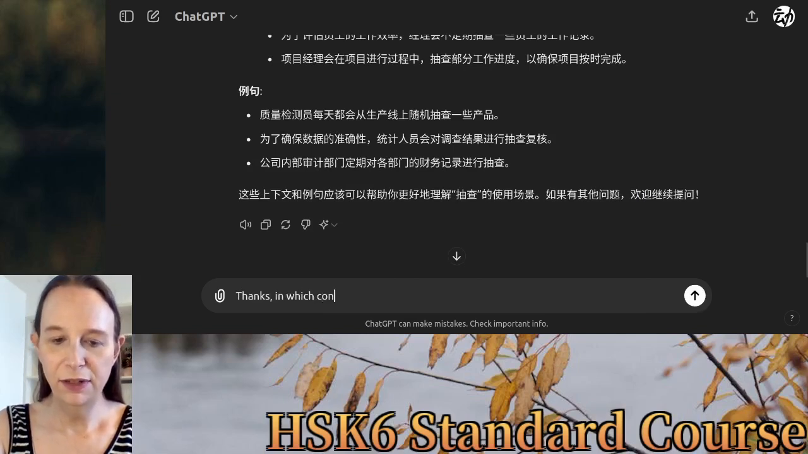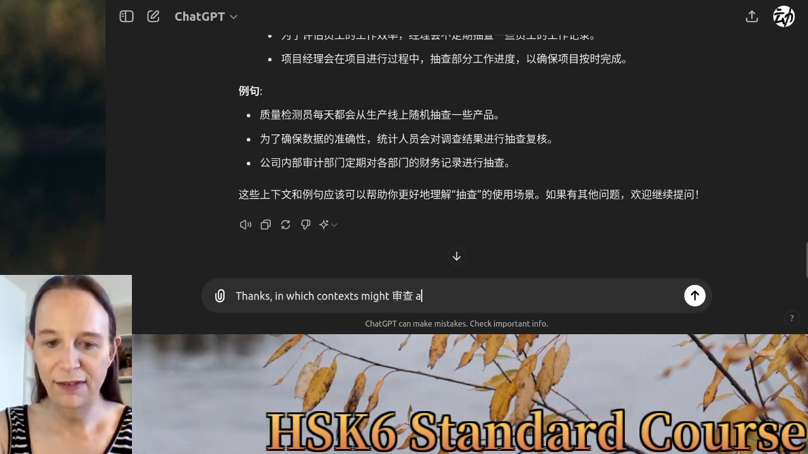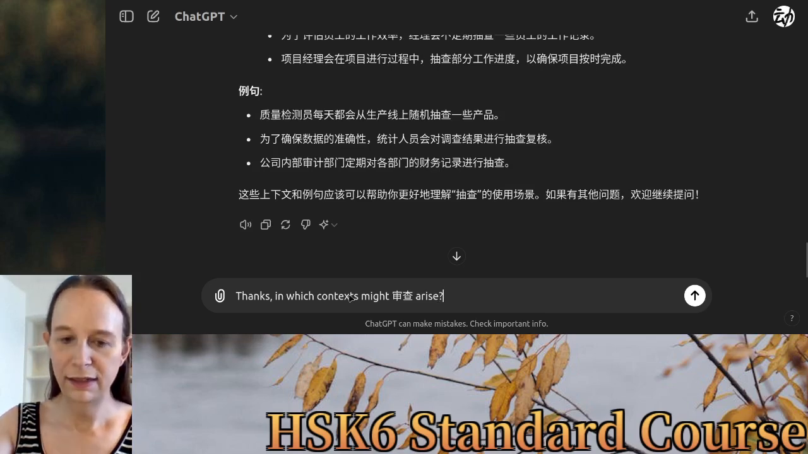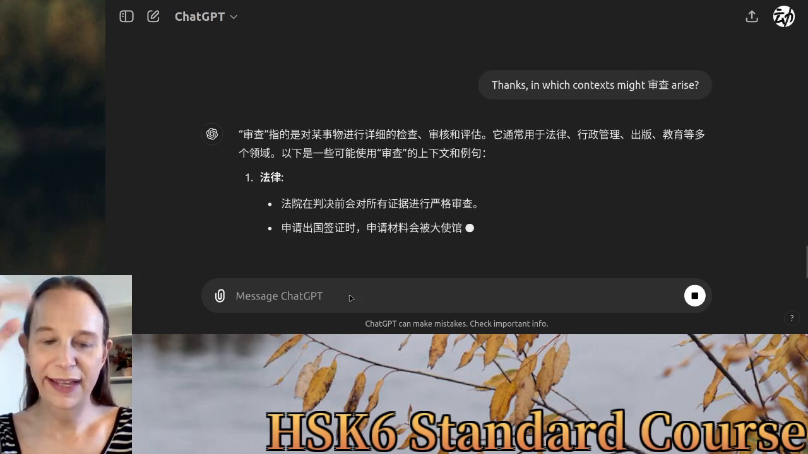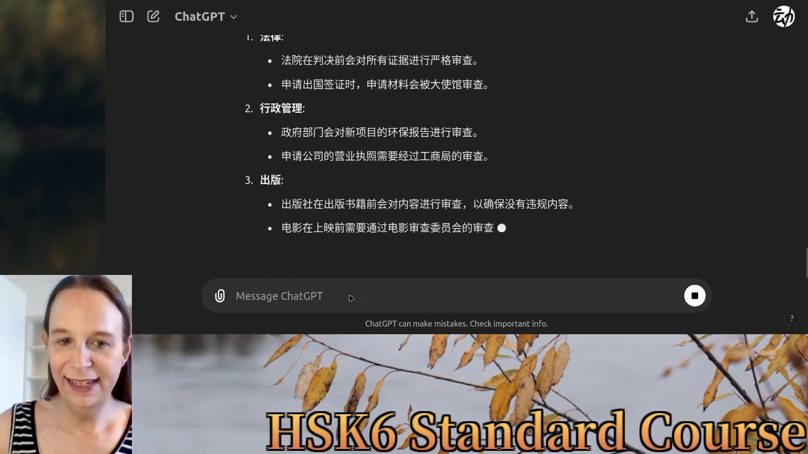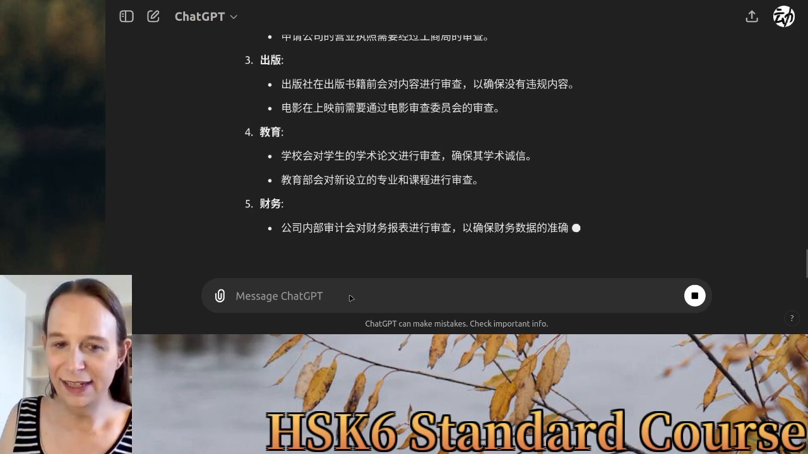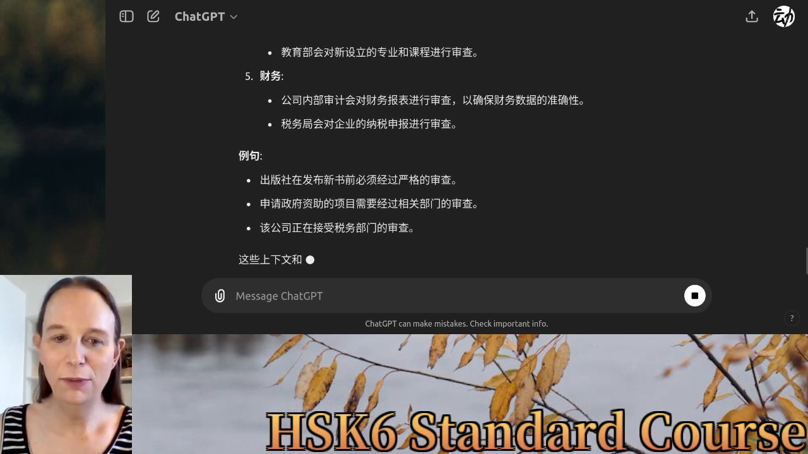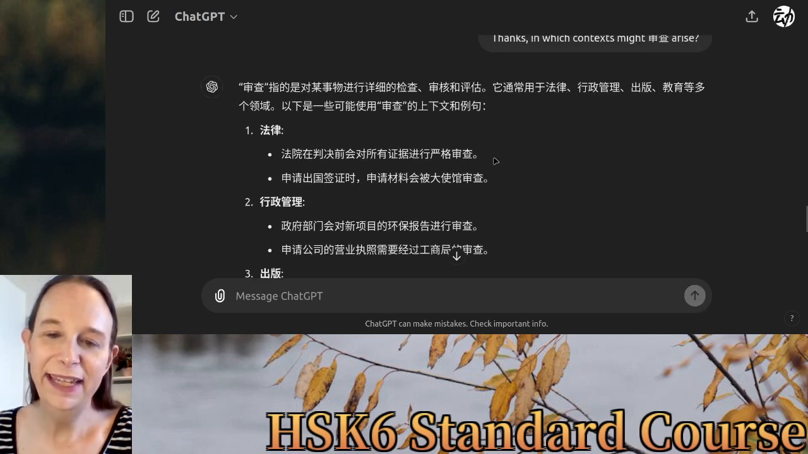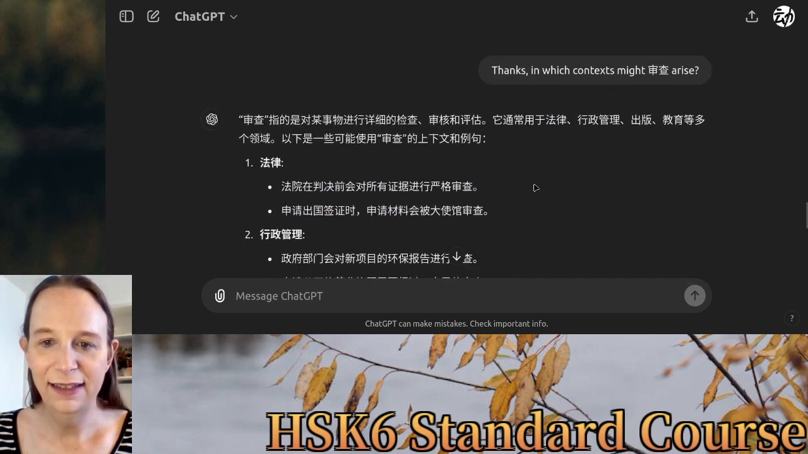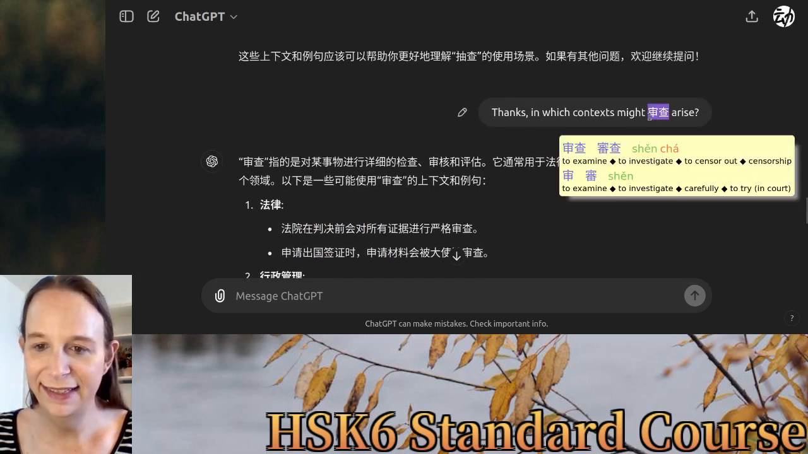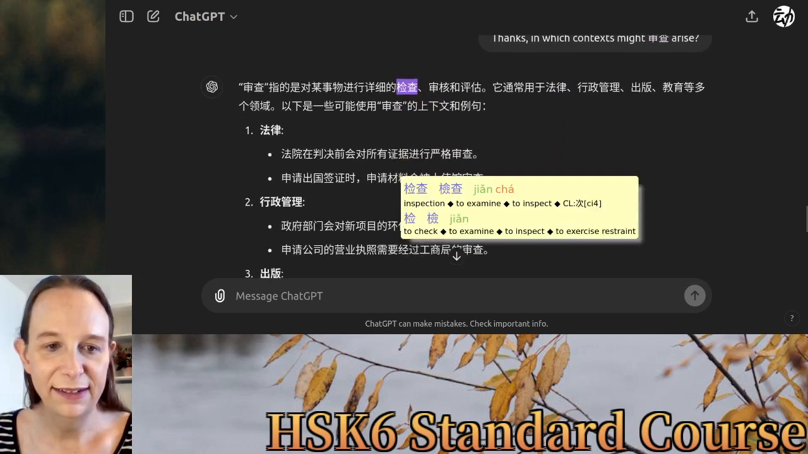In which contexts might 审查 arise? So this is like maybe you want to get your movie in the cinemas. You will need to get a rating, like R rating or whatever. So you need to get it by the censors, censorship, censor out.